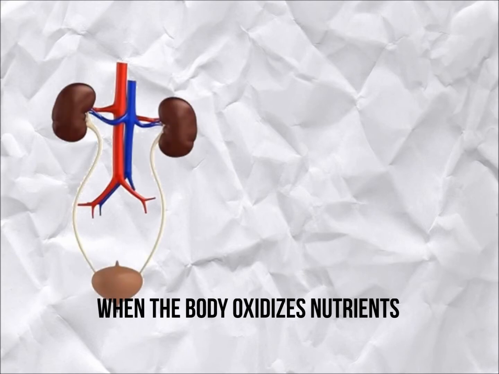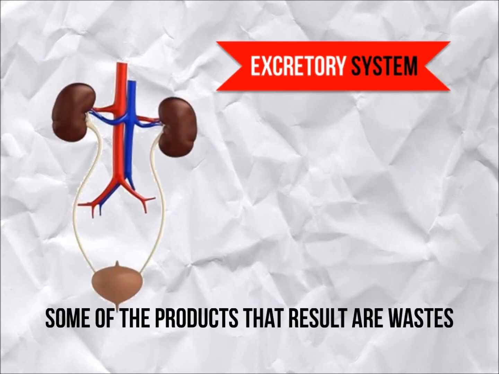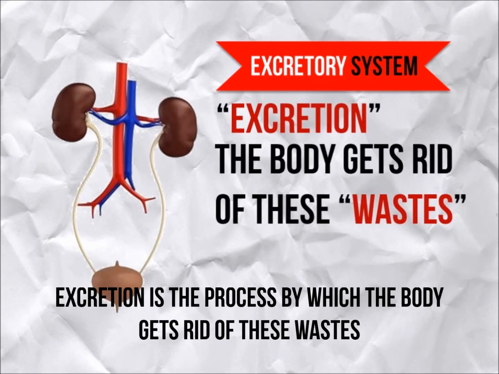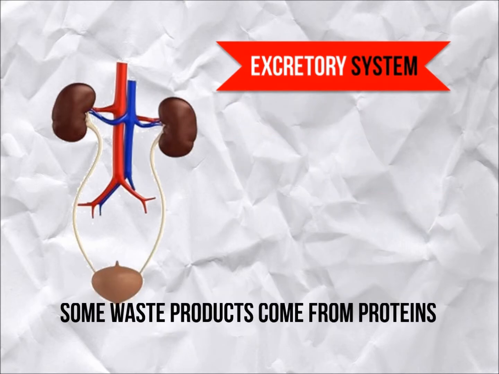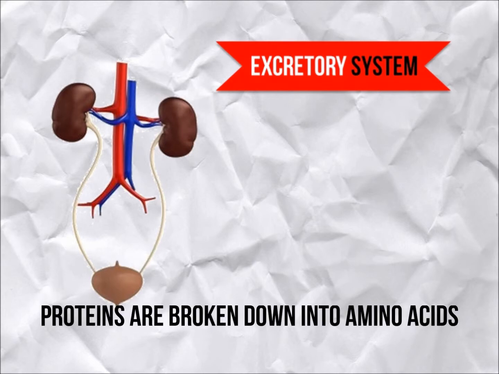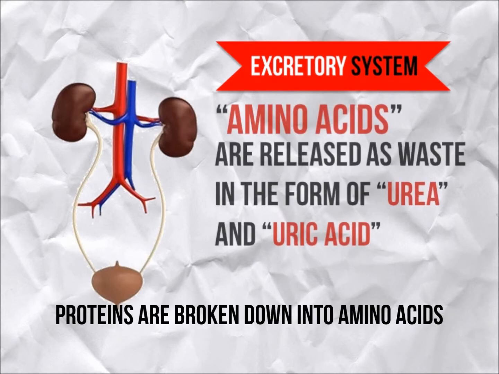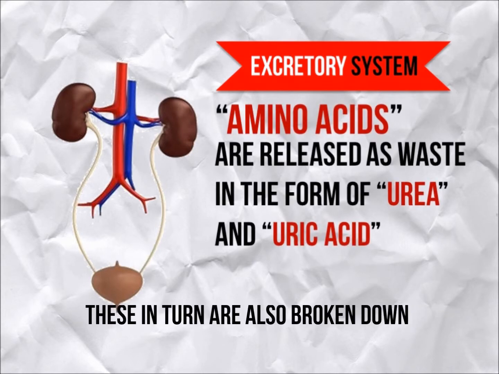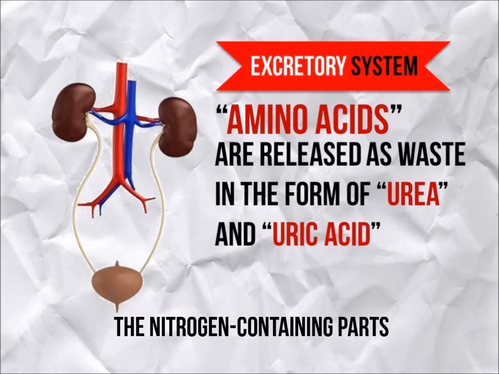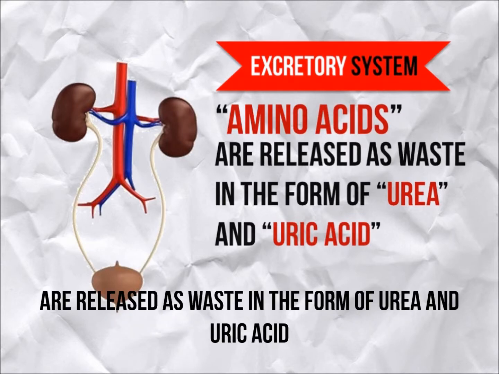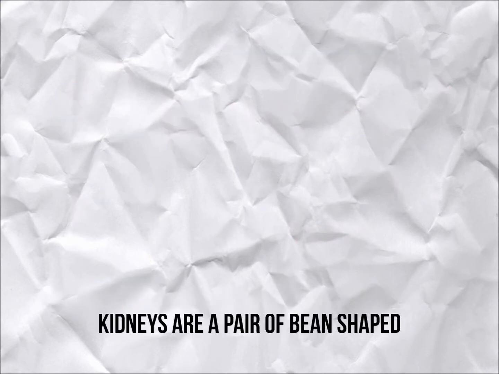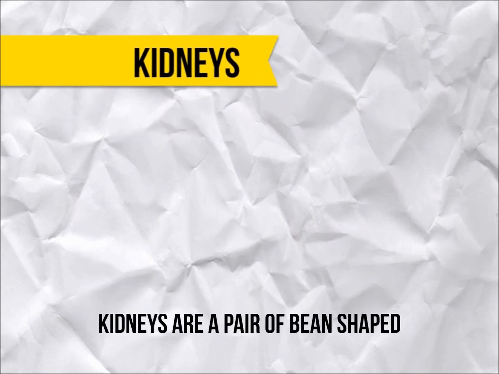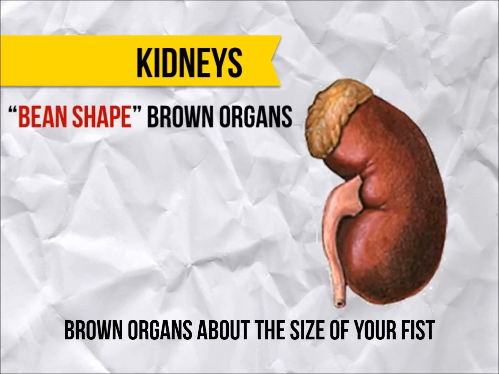Excretory system. When the body oxidizes nutrients, some of the products that result are waste. Excretion is the process by which the body gets rid of this waste. Some waste comes from proteins. Proteins are broken down into amino acids. These in turn are also broken down, and the nitrogen-containing parts are released as waste in the form of urea and uric acid.